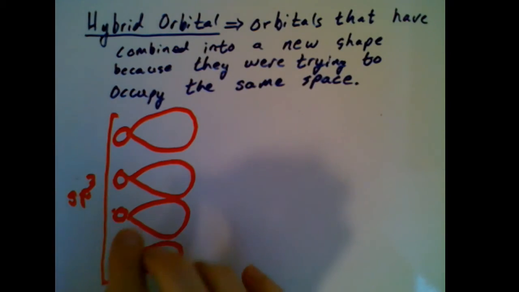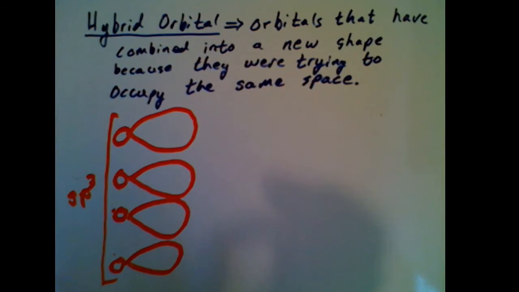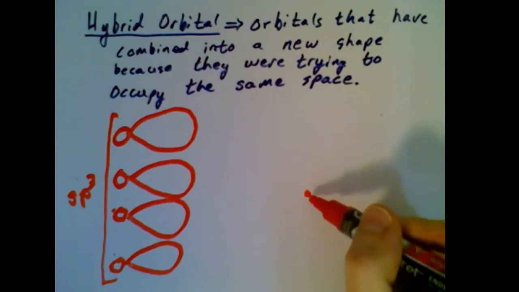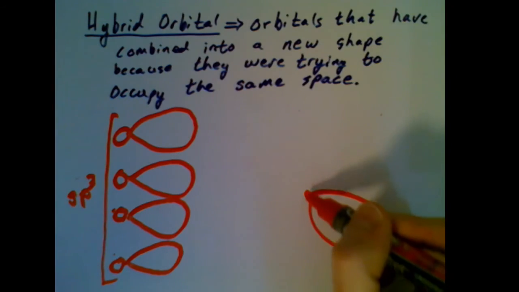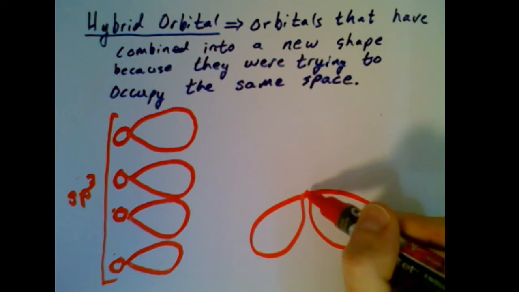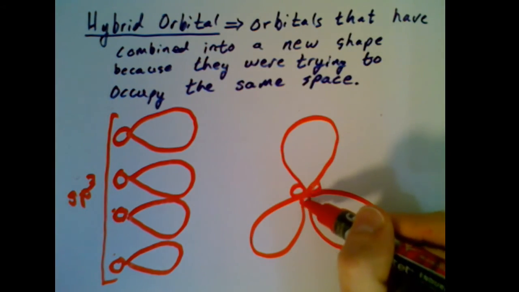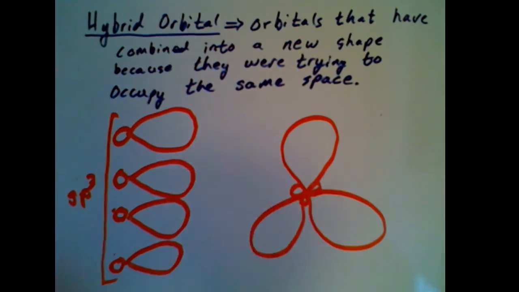Now remember, these orbitals were trying to occupy the same space, and that space was around the nucleus. So what's going to happen now is you're going to have your nucleus, and each of those balloon shapes is now going to move in a way that they can essentially get out of the other orbital's way. Now, these 4 sp3 orbitals that have been made have to be able to fit around the nucleus, but without overlapping each other. And the way that they do that should hopefully look a little bit familiar.